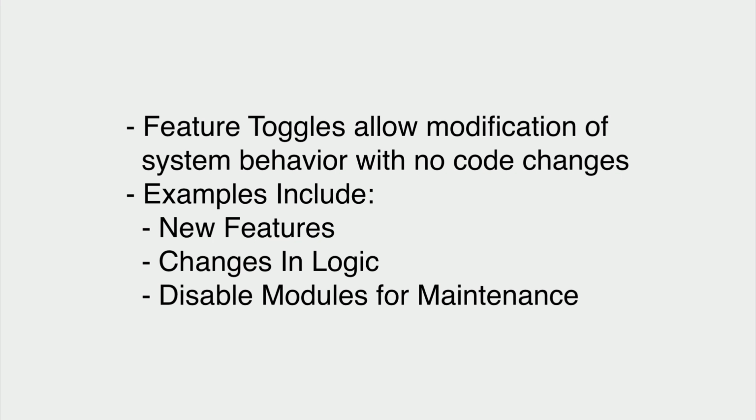What you need to know. Feature toggles allow modifications of system behavior with no code changes. Examples include new features, changes in logic, and disabling modules for maintenance.